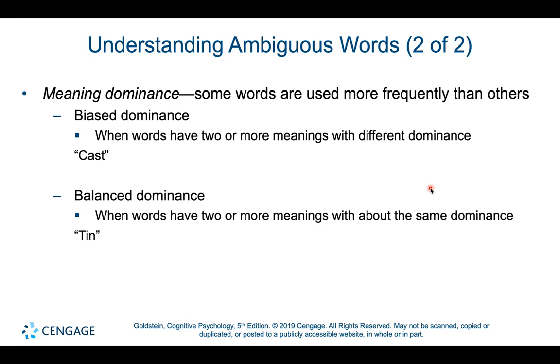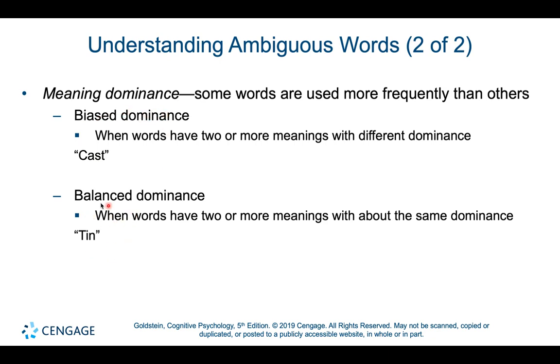One of the other things that helps us understand ambiguous words is meaning dominance. Some words have a biased dominance, meaning that one meaning of the word is more common than another. For example, it's probably more common for people to encounter the word cast, C-A-S-T, as a thing that gets put on your wrist when you break it so that it can heal. What's much less common is the word cast in reference to casting out a line from a fishing pole. So when we hear the word cast, our linguistic systems err on the side of the most common meaning.